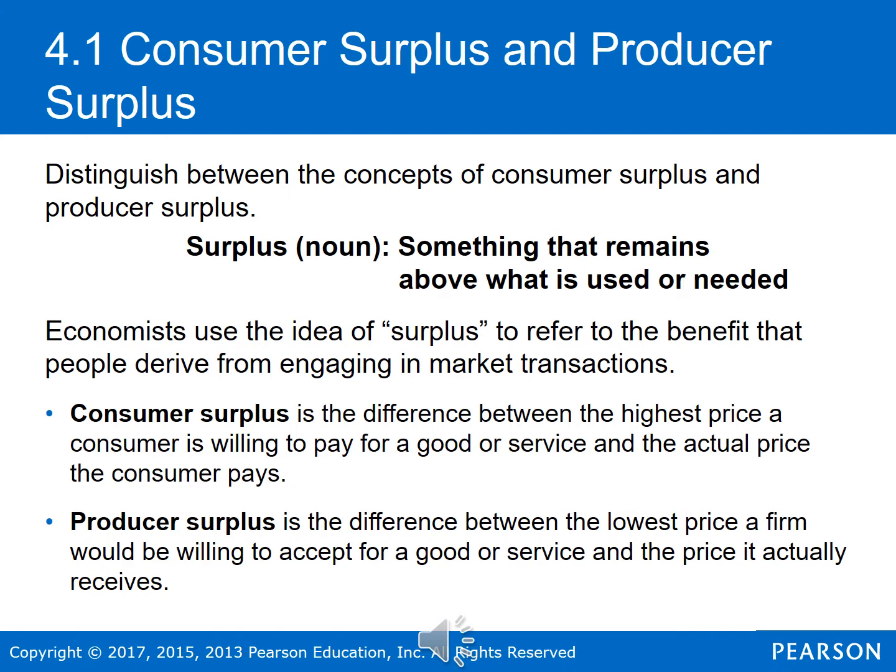Consumer surplus is the difference between the highest price a consumer is willing to pay for a good or service and the actual price they pay. Likewise, producer surplus is the difference between the lowest price a firm would be willing to accept for a good or service and the price it actually receives in the market transaction.